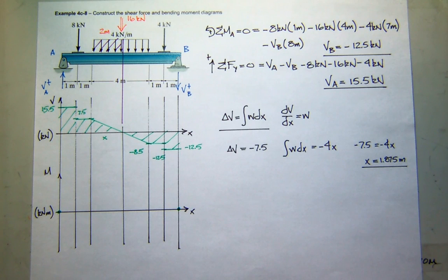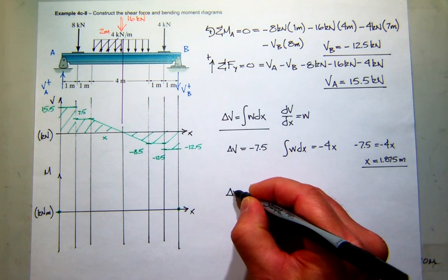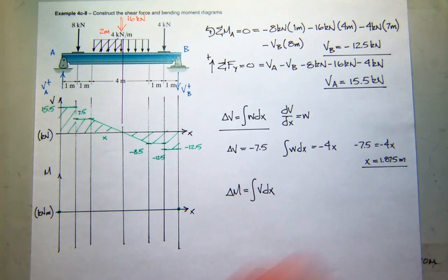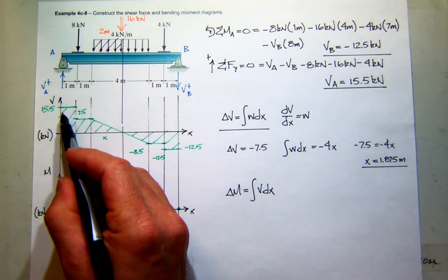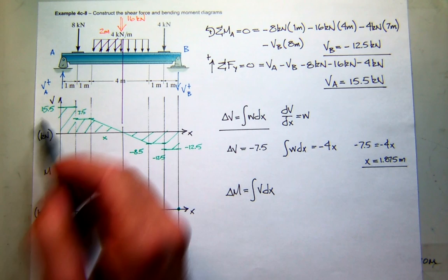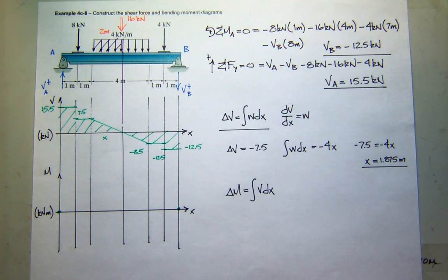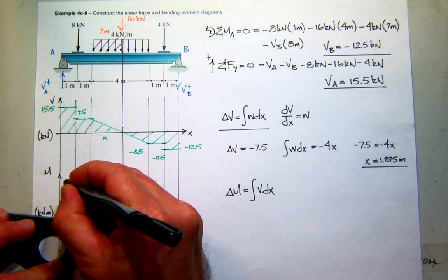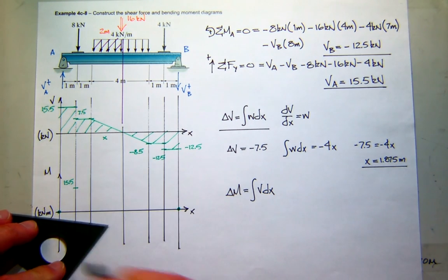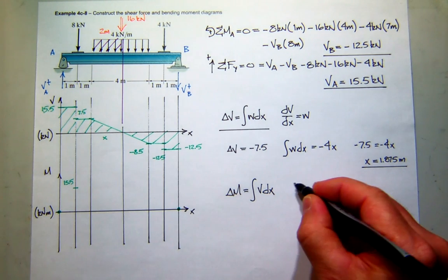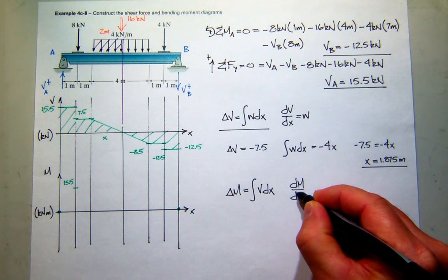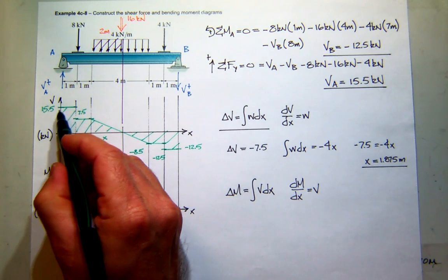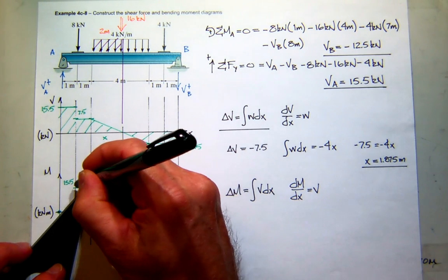All right, so let's begin the process. The process involves that the change in moment now is the area under the shear diagram. So let's begin. What is the area under this part of the shear diagram? 1 times 15.5, I can do that. That's 15.5, and that's a positive area, so we go to 15.5, and we know that the slope of the moment diagram is equal to the shear. And what is the shear? Constant and positive. So I should have a constant.